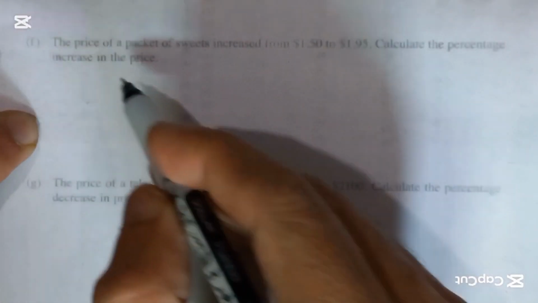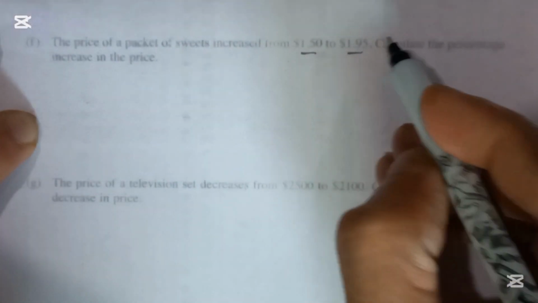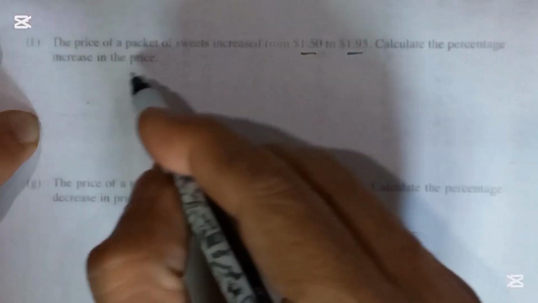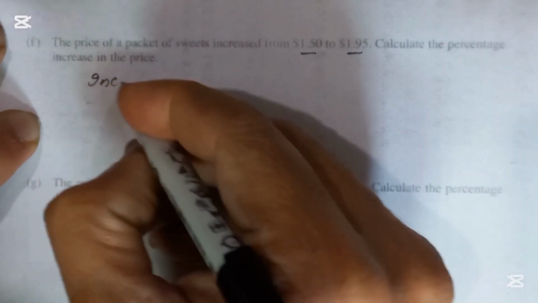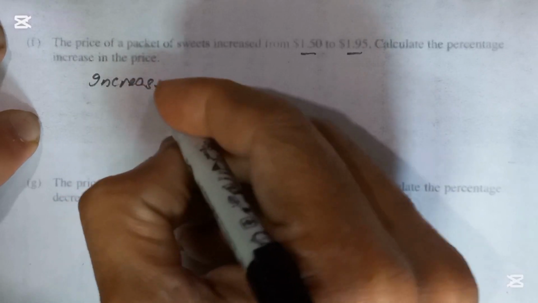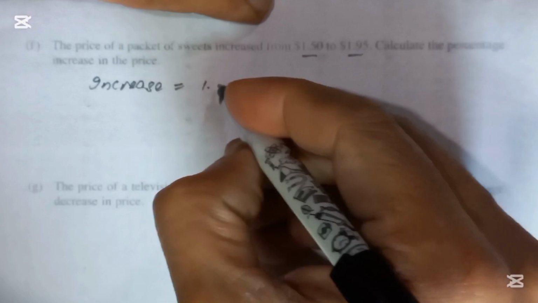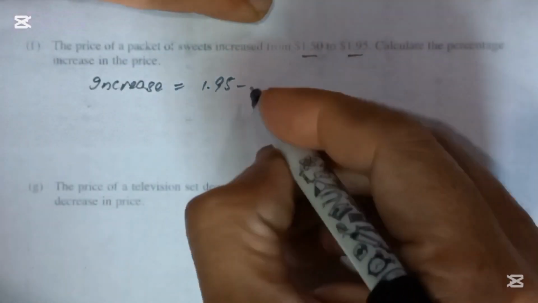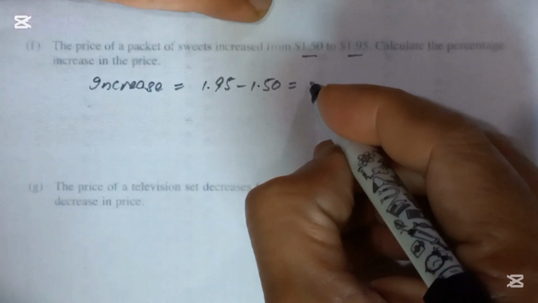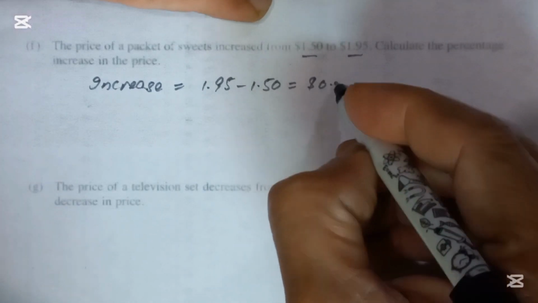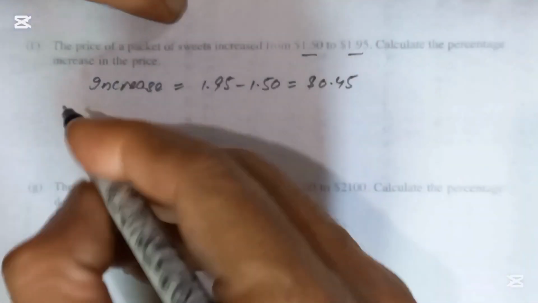The statement of the question is: the price of a packet of sweets increased from this to this. Calculate the percentage increase in the price. So first we have to find the increase. That will be equal to $1.95 minus $1.50. So the increase is equal to $0.45. Now the requirement is to calculate the percentage increase.